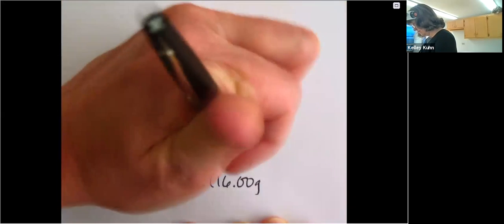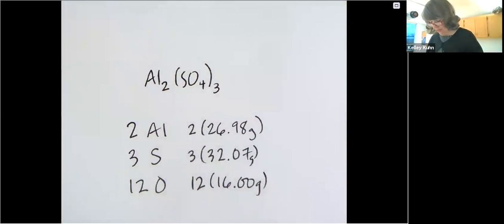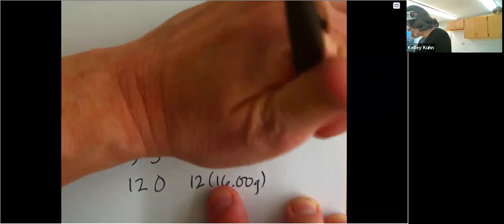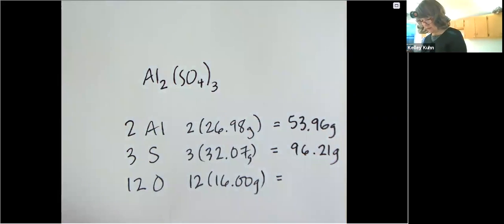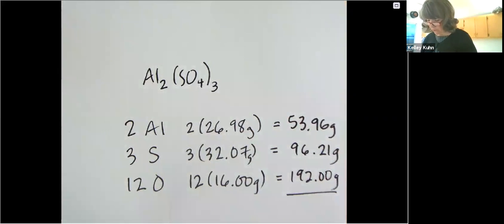And then I'm going to need 12 times the molar mass of oxygen, which is 16. So when I do the math on this, I know that this is going to be 53.96. This is going to be 96.21. And this is going to be 192. So then I simply add those up to get my overall molar mass of this compound.